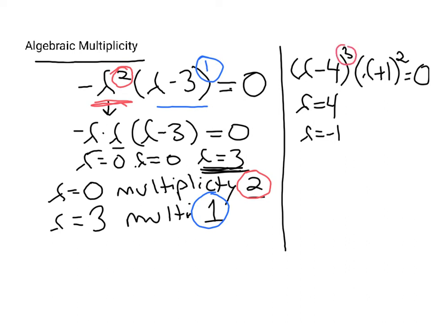Lambda equals 4 is raised to the third power. It has algebraic multiplicity, which I should specify since that's different from the geometric multiplicity, so it has algebraic multiplicity 3. And this factor has the second power, so lambda equals negative 1 has algebraic multiplicity 2.